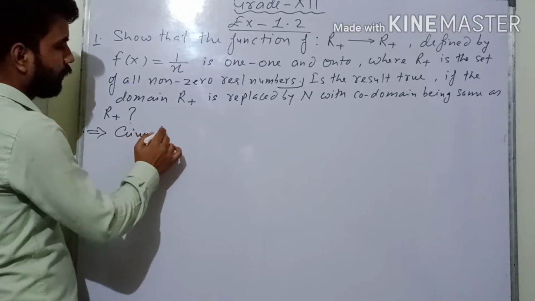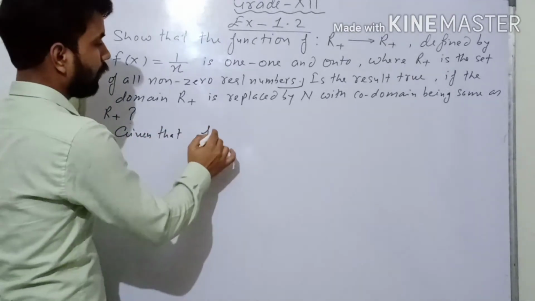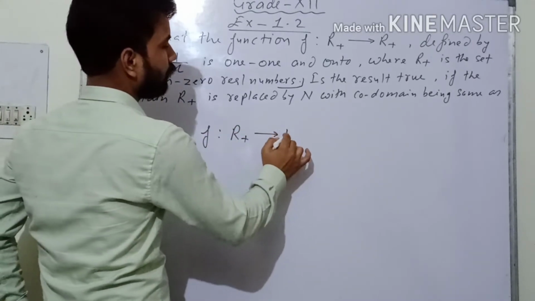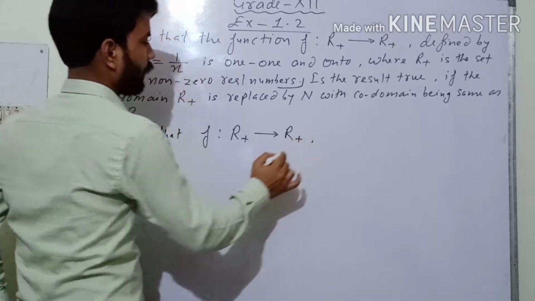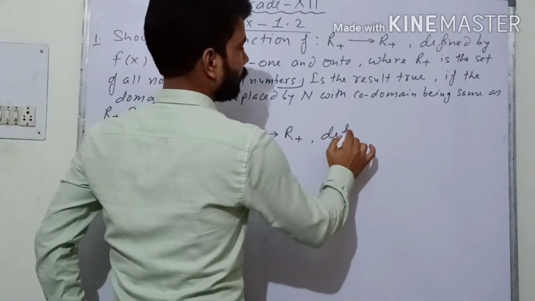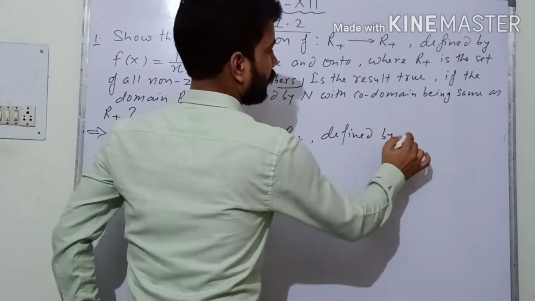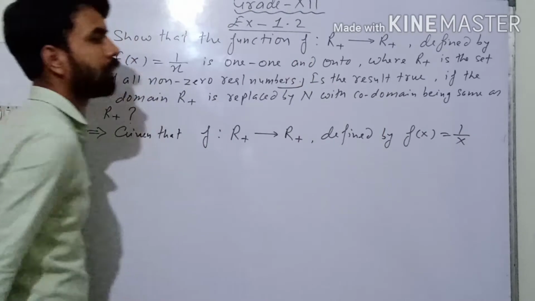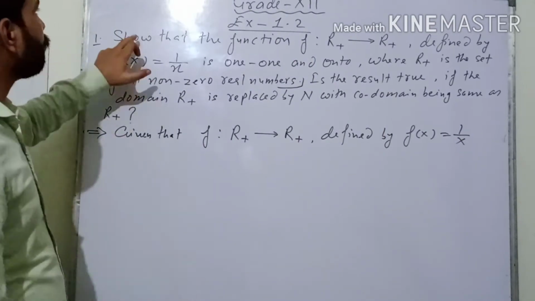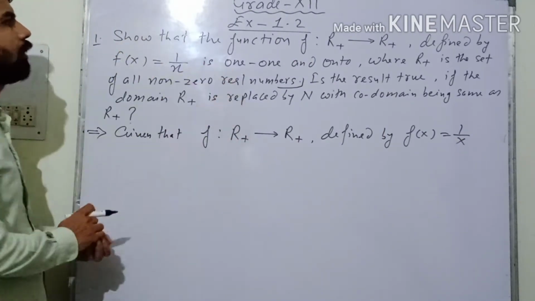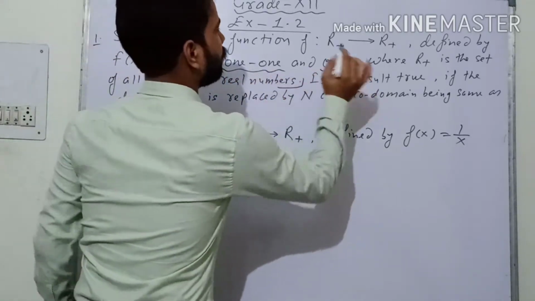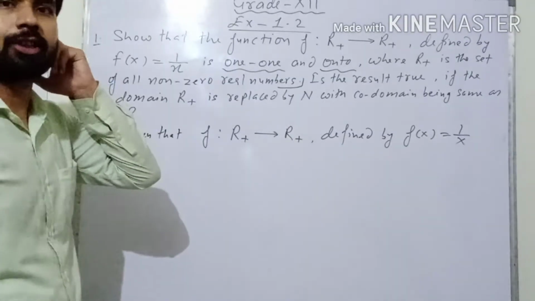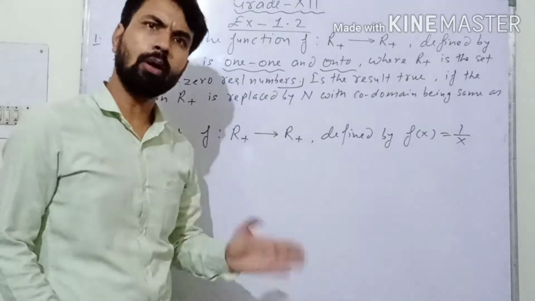given that the function is defined from R positive to R positive defined by f(x) equals to 1 upon x. But the question is saying we have to show this function is 1-1 and onto. This function is 1-1 and onto. So first of all we will check whether this function is 1-1 or not.